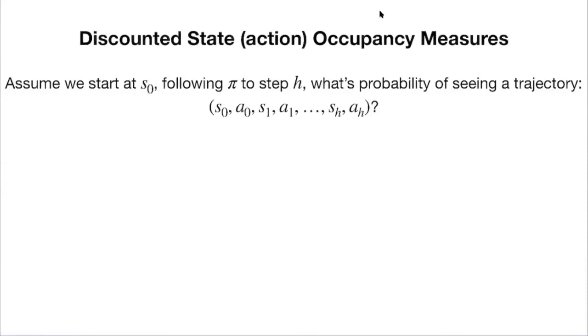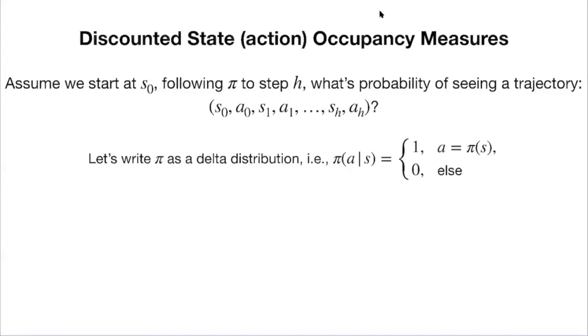To answer this question, we did something at the end of the last lecture. We can draw this graphical model, this Markov chain, and then write out the distribution for this trajectory. In order to do that, let's set up one more step. Let me write this policy pi. This is a deterministic policy, so let me write this deterministic policy as a distribution.